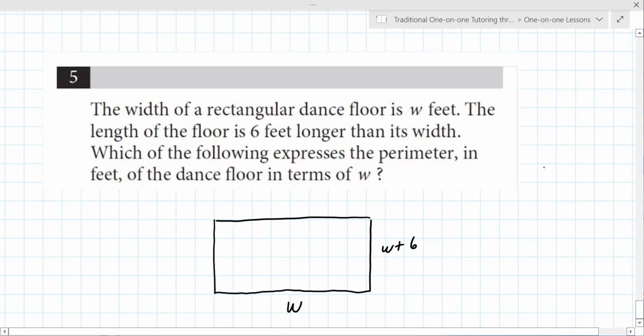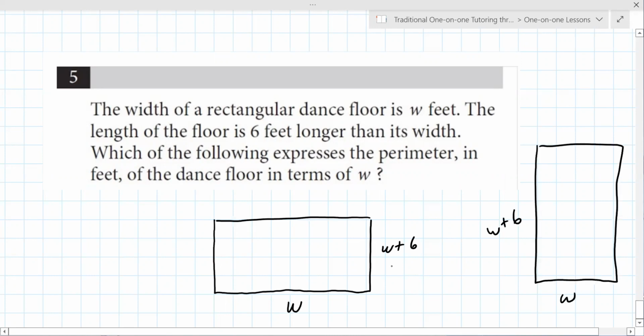Does that bother you? Because I know some students say, I got to redraw it over here. It's got to be W and W plus 6. Not really. Okay, that will save you time.